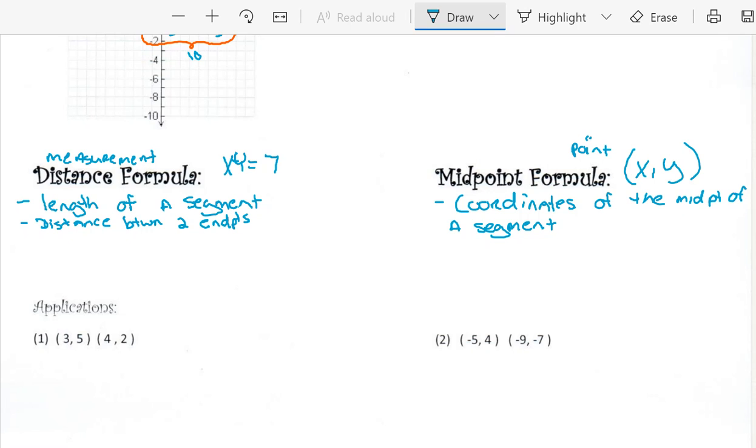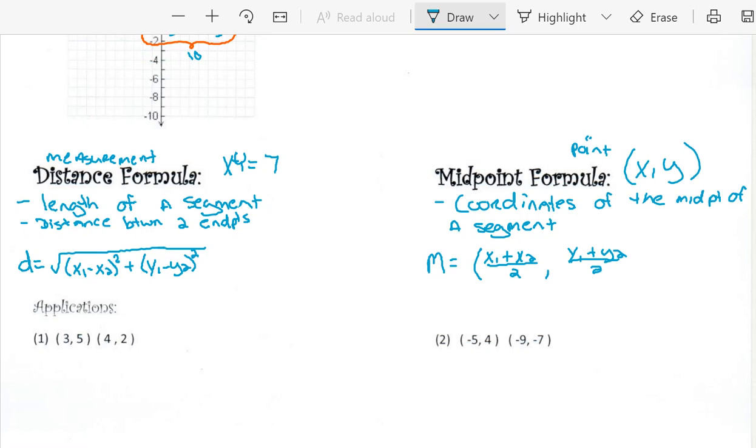All right. So for this, if I get started here, I would start off by just giving you guys a formula. The formula for distance is d equals the square root of x1 minus x2 squared plus y1 minus y2 squared. Midpoint is going to be, it's capital M, equals x1 plus x2 over 2, comma, y1 plus y2 over 2.